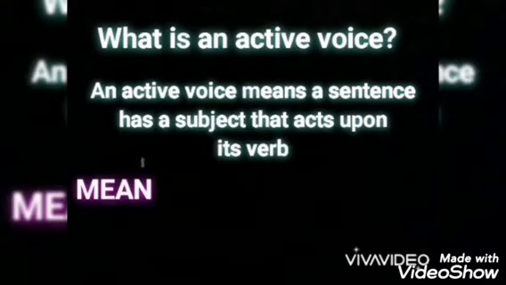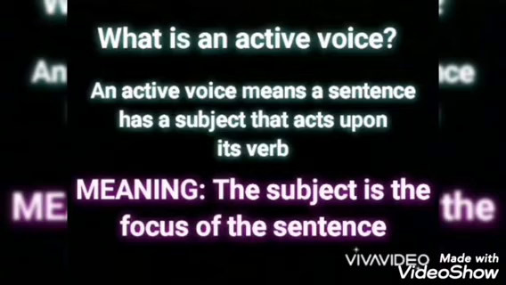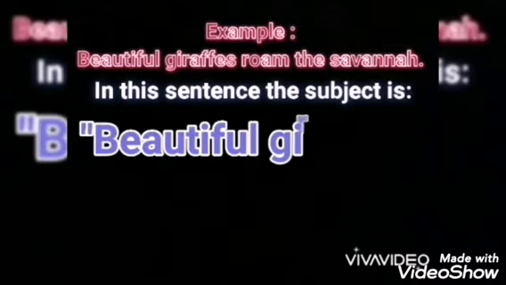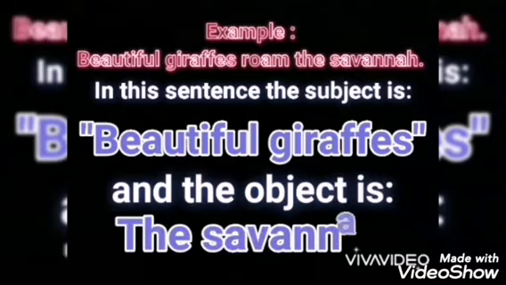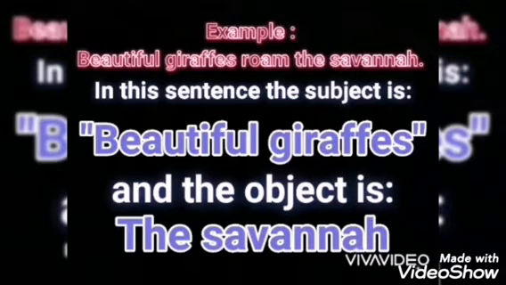Active and passive voices. What is an active voice? An active voice means a sentence has a subject that acts upon its verb, meaning the subject is the focus of the sentence. Example, beautiful giraffes roam the savannah. In this sentence, the subject is beautiful giraffes and the object is the savannah.